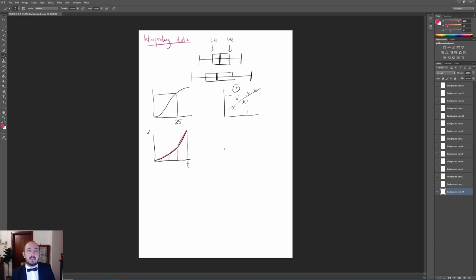So there are many different ways that you can interpret data from Edexcel. These are just a few of the different ways. Make sure that you understand what's going on with these and that you can try to get the context involved as much as possible.